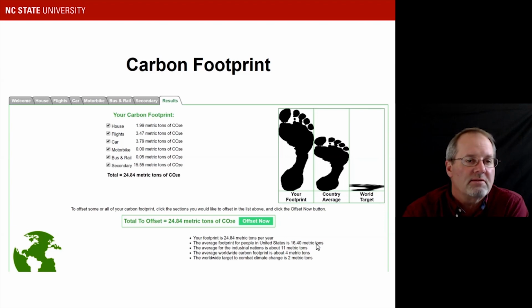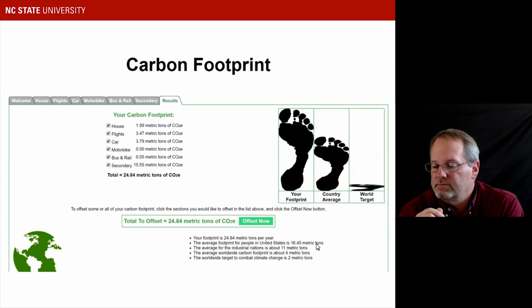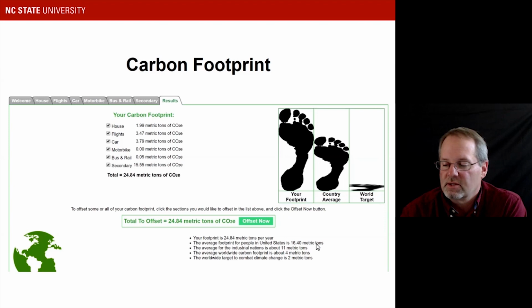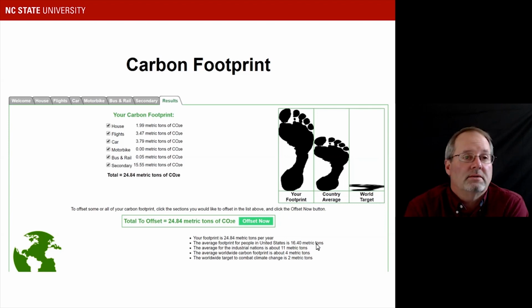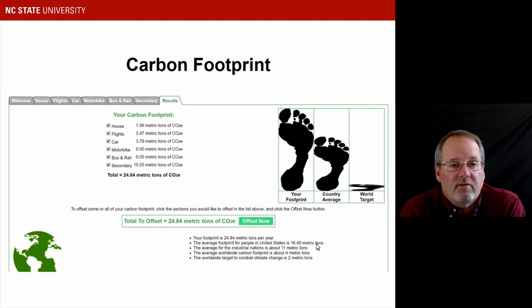I take about 6 or 7 flights a year, some overseas and some domestic, and that actually has a very high greenhouse gas emission or carbon footprint contribution of 3.5. Then car is another one. I drive my car about 10 to 12,000 miles a year. I have a pretty fuel efficient Honda Civic, and that contributes about 3.8 metric tons of carbon dioxide per year.